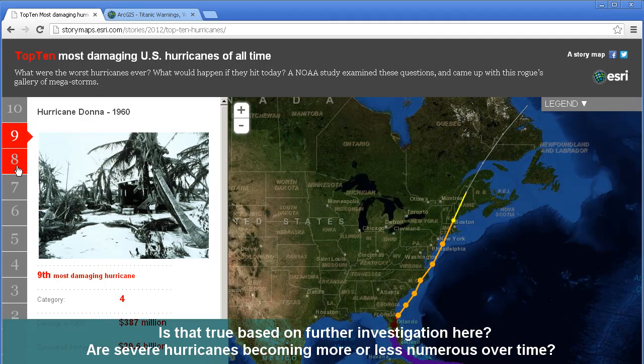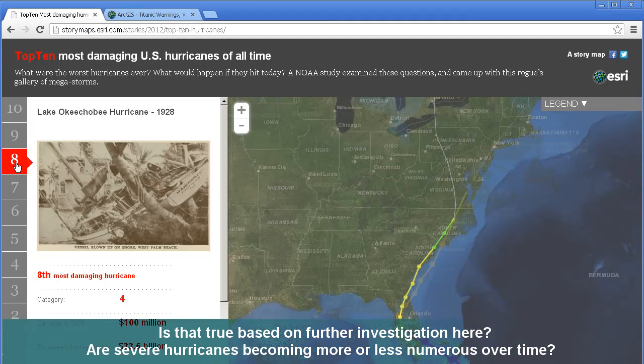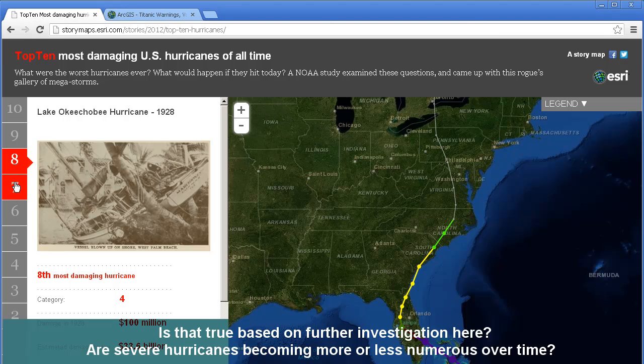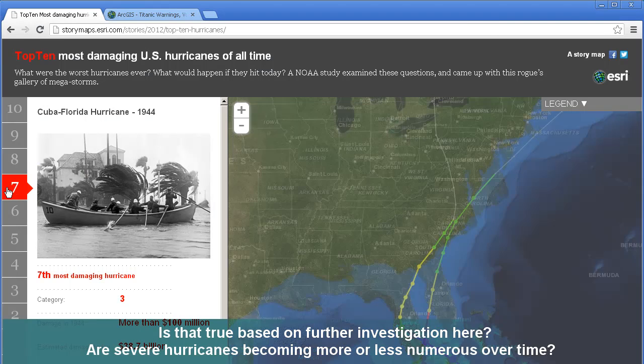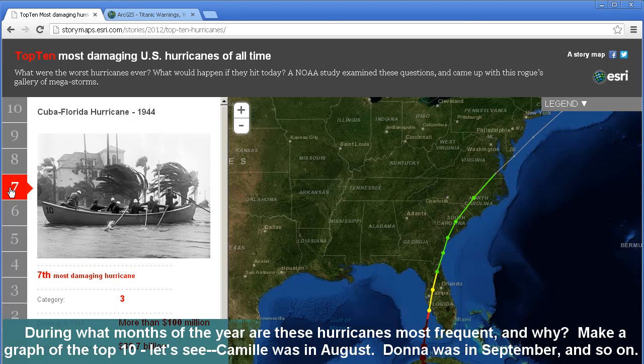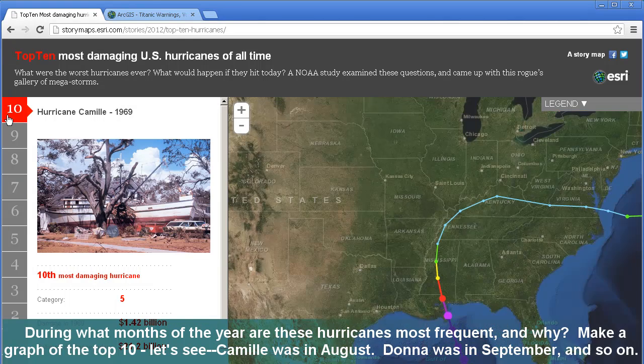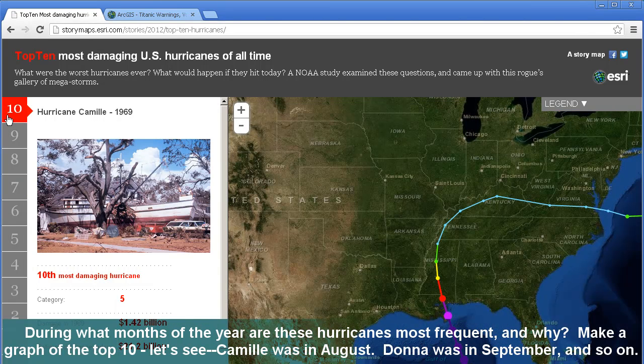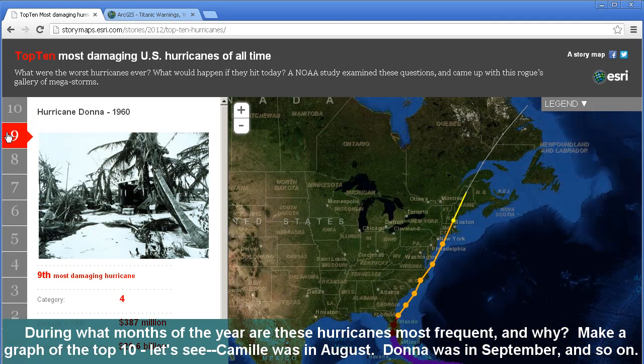Is that true based on further investigation here? Are severe hurricanes becoming more or less numerous over time? During what months of the year are these hurricanes most frequent and why? Make a graph of the top 10. Let's see. Camille, according to this data, was in August. Donna was in September.